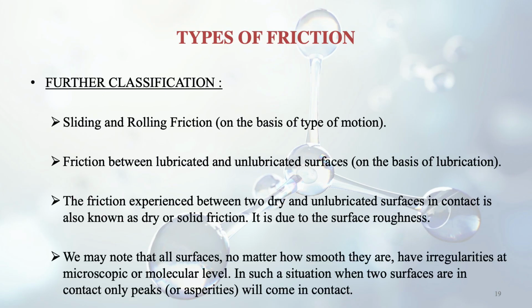And one more thing to note is that all surfaces, no matter how smooth they are, have irregularities at the microscopic or molecular level. So there are certain irregularities. You cannot say that the surface is completely 100% smooth. In such a situation, when two surfaces are in contact, only the peaks or the asperities will come in contact. Wherever the imperfections are, if there are peaks, then they will come in contact, and the other part will not come in contact between the two surfaces.